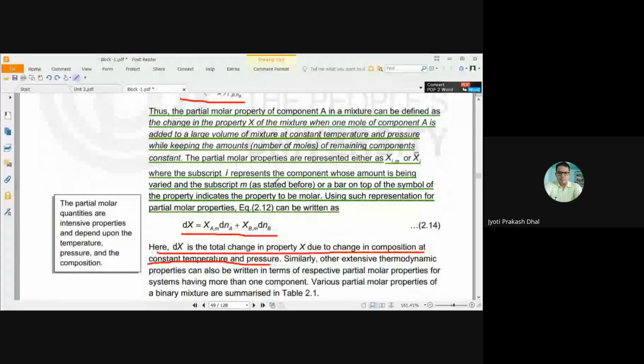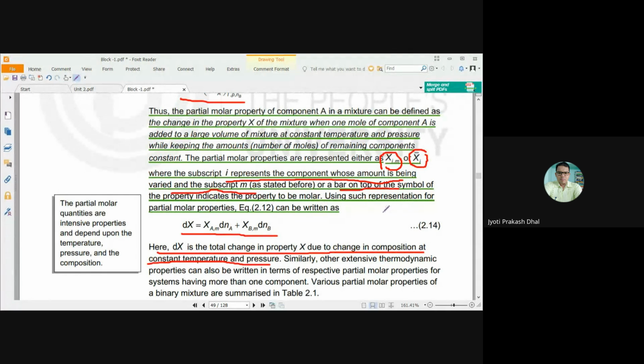Now the partial molar properties are represented as X_i,m, or simply you can write X bar i, where the subscript i represents the component whose amount is being varied, and the subscript m or a bar on top of the symbol of the property indicates the property to be a molar property.